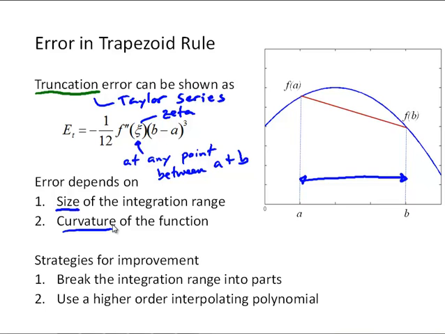So this leads to two possible strategies for improvement. One would be to break the integration range into parts so that we would decrease that b minus a term. Another is to use a higher order interpolating polynomial. So let's look at both of those approaches next.